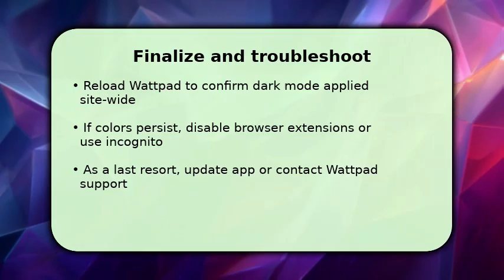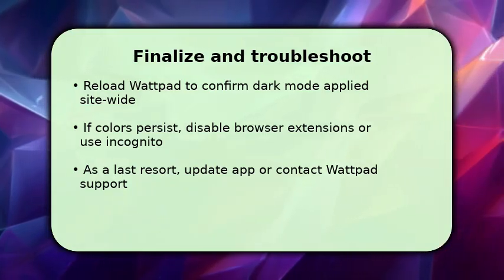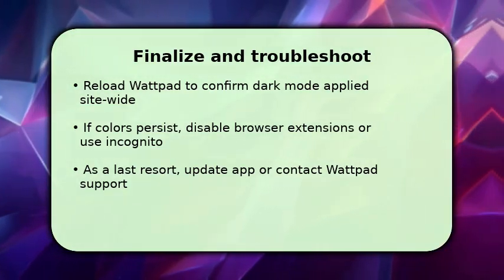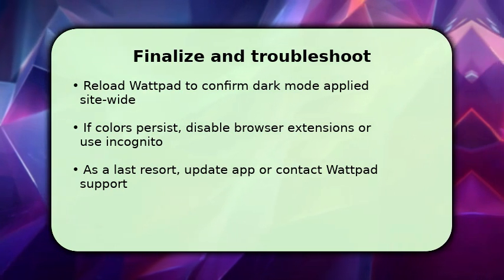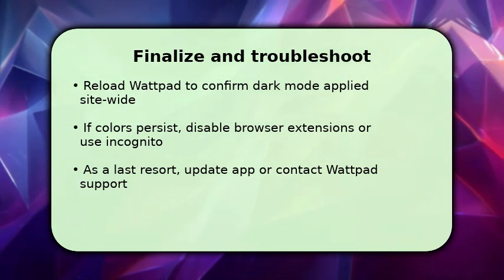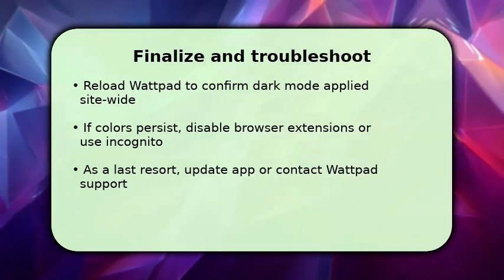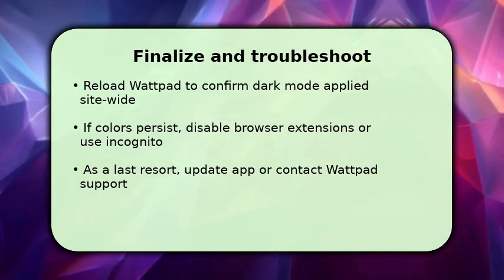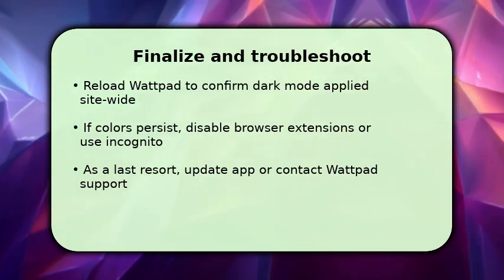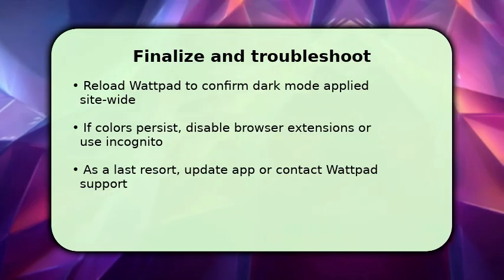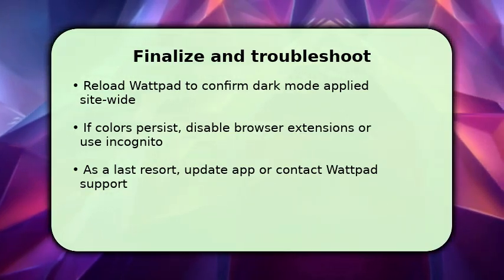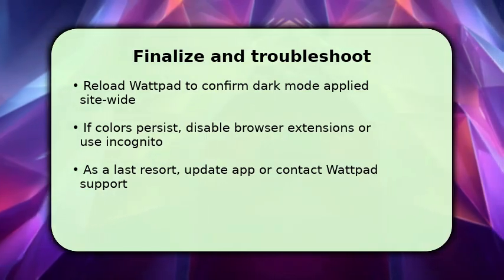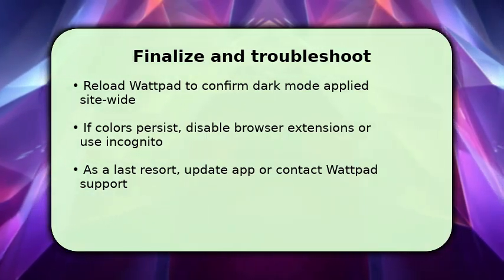Finish by reloading Wattpad to make sure dark mode appears across the site and in story pages. If parts still look light, you may have a browser extension overriding styles. Disable extensions or test in incognito to isolate the issue. Make sure your browser and Wattpad app are updated. If problems persist, log out and back in or contact Wattpad support. This troubleshooting path usually fixes common conflicts and gets your laptop reading experience into true dark mode quickly.